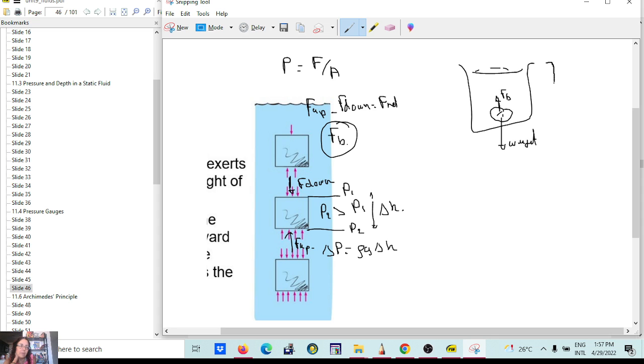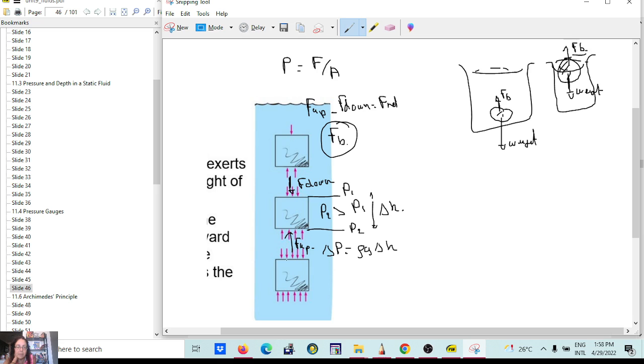And if you have something that floats, like a piece of wood, what does it mean? Of course, the net force equals 0, so that means the weight equals exactly the buoyant force. But you all have experienced that.